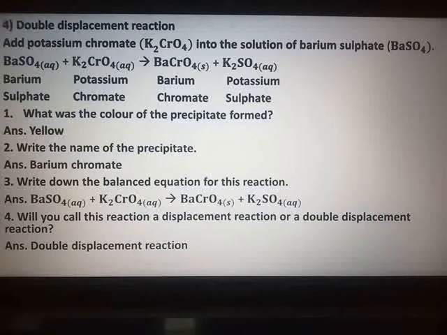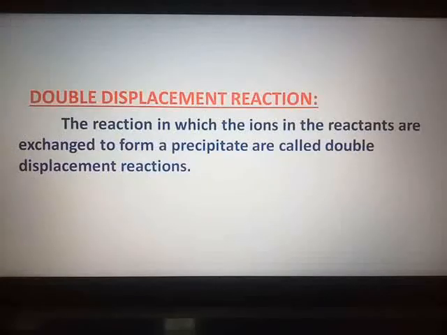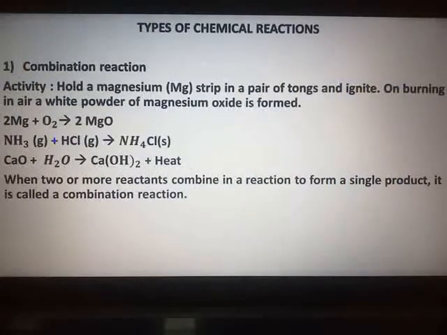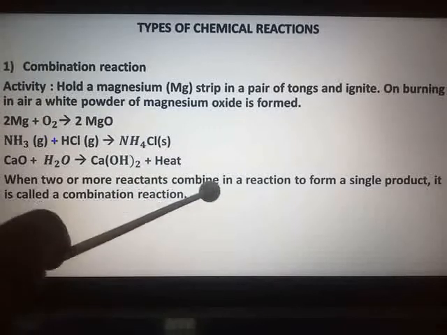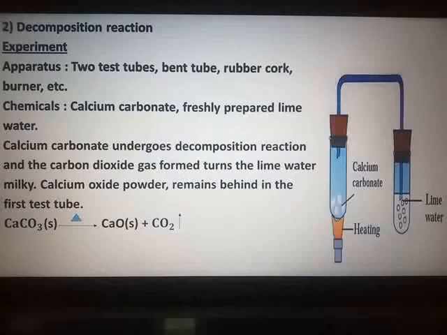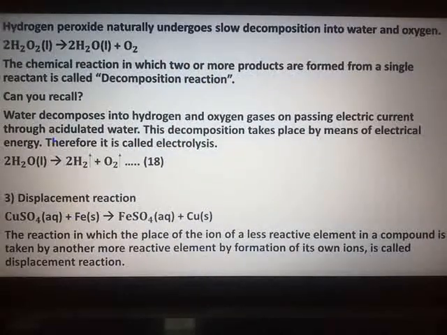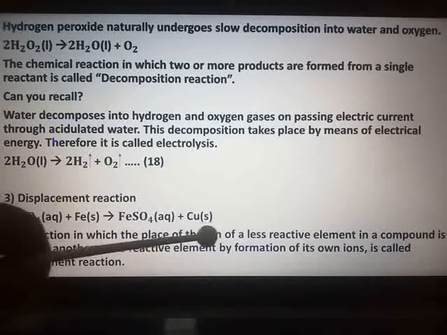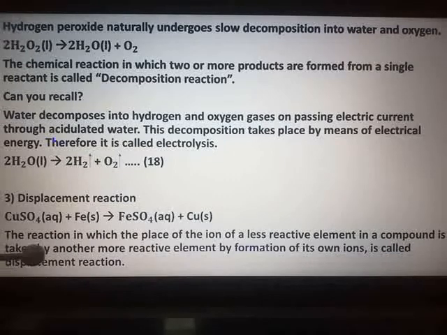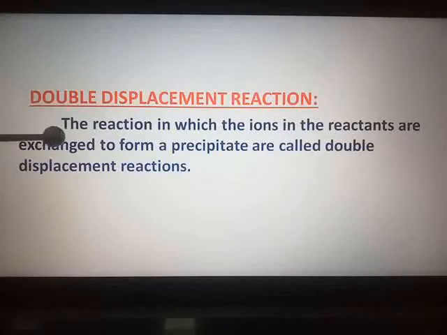So here we end with all the 4 types of reactions. The first one was combination, in which 2 or more reactants are combining to form a single product. Second was decomposition. Here the chemical reaction in which 2 or more products are formed from a single reactant. Displacement, the reaction in which the place of the ion of a less reactive element is taken up by a more reactive element. And double displacement, the reaction in which the ions in the reactants are exchanged to form a precipitate are called double displacement reactions.